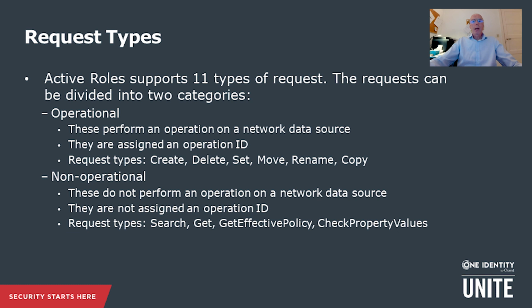So when considering request types, most people think of the CRUD operations. In addition, Active Roles supports a number of other operation types. So in total, we actually support 11 types of requests, and we divide these into 2 categories. Now, this is just a logical categorization. There's no strict coding or anything like that. But we talk about terms of operational requests and non-operational requests. Operational requests perform an operation on a network data source. They have an operation ID, and examples of these are create, delete, set, move, etc.